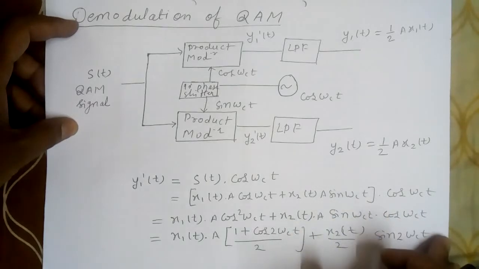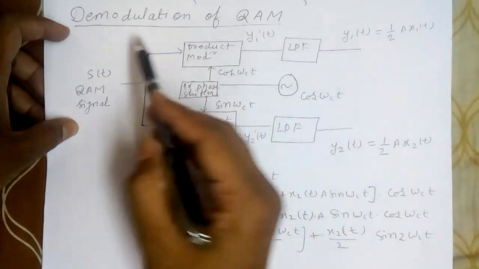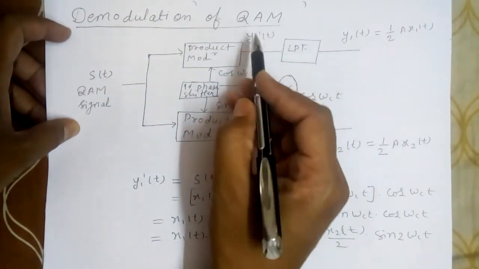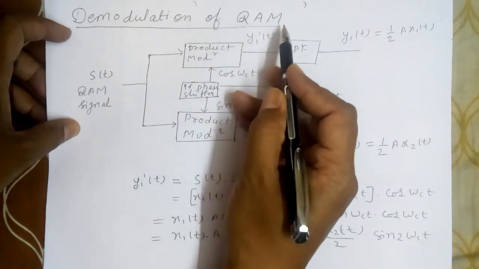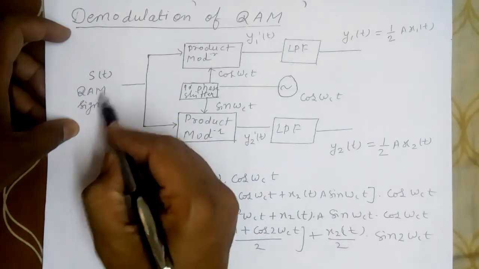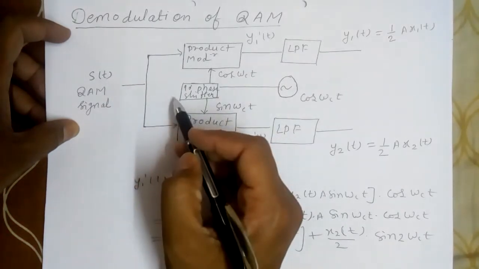Welcome to all in this video lecture. In the last lecture, we have seen demodulation of QAM signal. QAM is our quadrature amplitude modulation signal. So here is the block diagram for the demodulation of QAM signal.